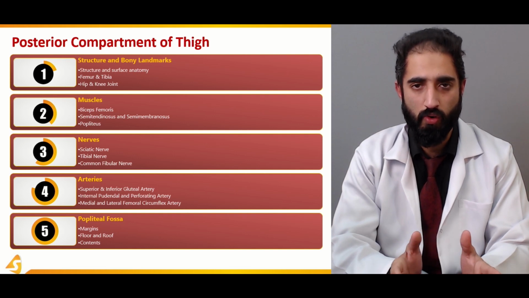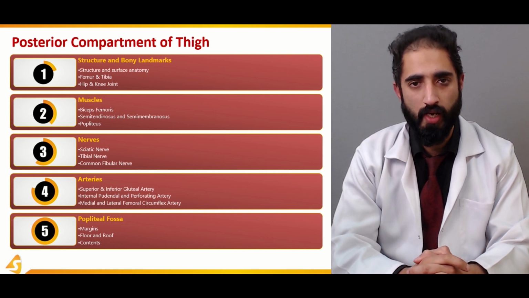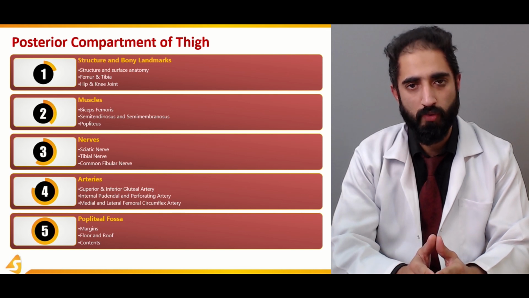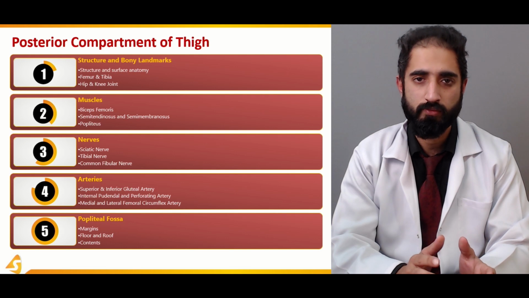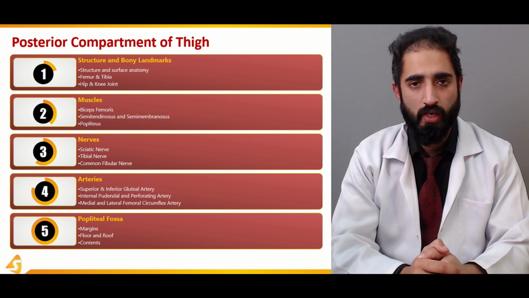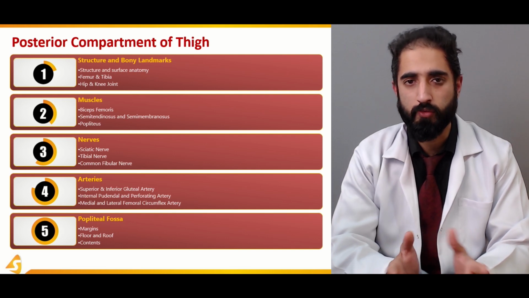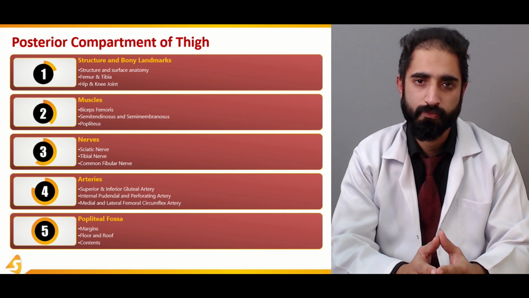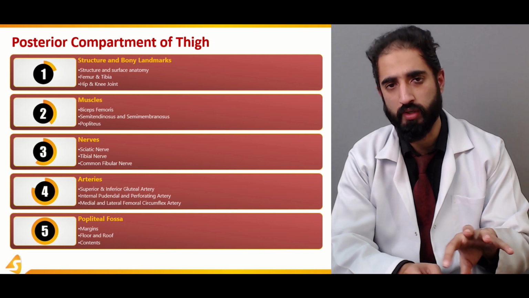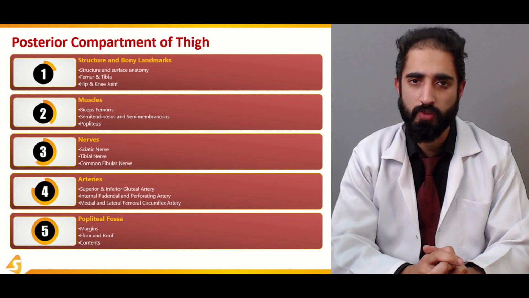And at the end, we're going to talk about a specialized structure called the popliteal fossa at the posterior aspect of the knee. So starting off with the structure and bony landmarks, we're going to talk about the structure and surface anatomy of the posterior aspect of the thigh, or the posterior compartment of the thigh, and then we're going to talk about the two major bones which are in this region. The major bone actually is the femur, but it also articulates inferiorly with the tibia. So we're going to talk about the proximal aspect of the tibia as well.